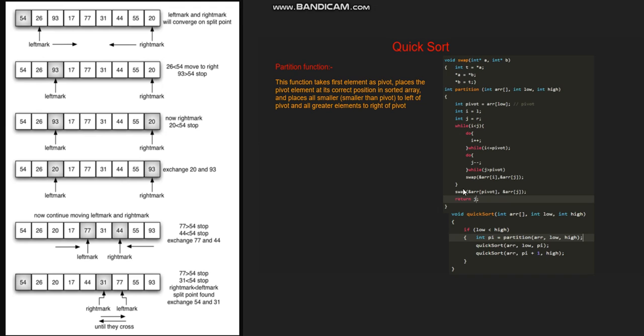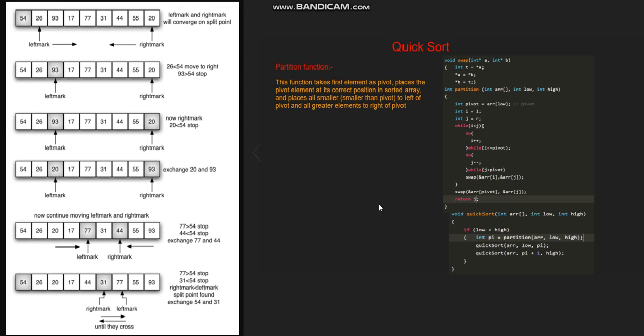Similarly, we iterate j to the left side, decreasing j, till we reach a value less than the pivot element. If we see a value less than the pivot element, then we stop the right mark, so that we can swap these two. Then we can observe that the elements less than the pivot will be on the left side.